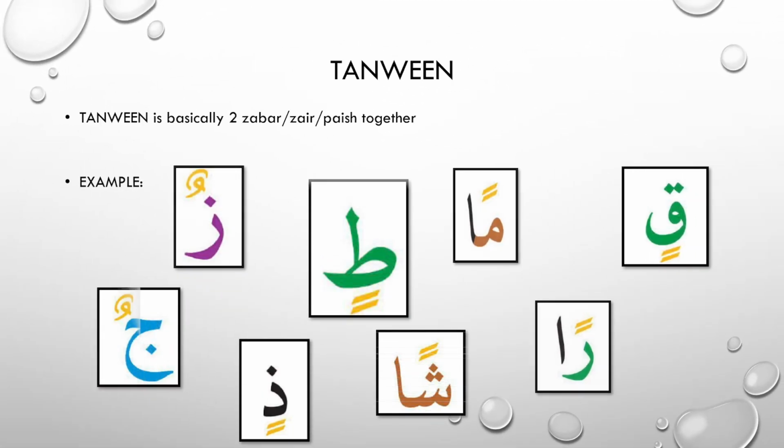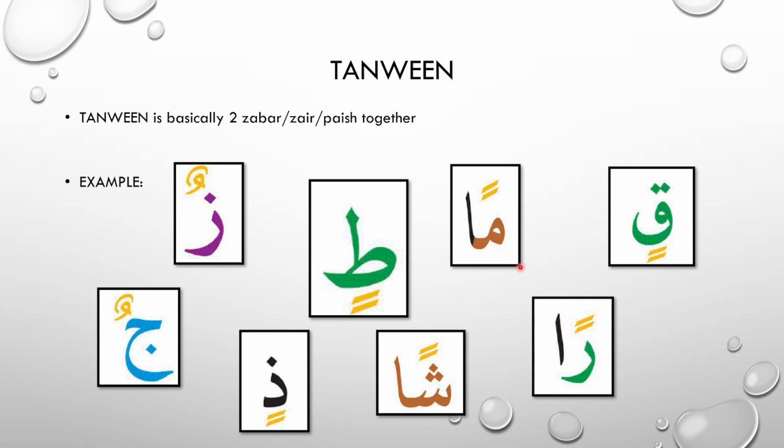Now let's talk about Tanween. So Tanween is basically, you have 2 Zabar, 2 Zair, 2 Pesh.